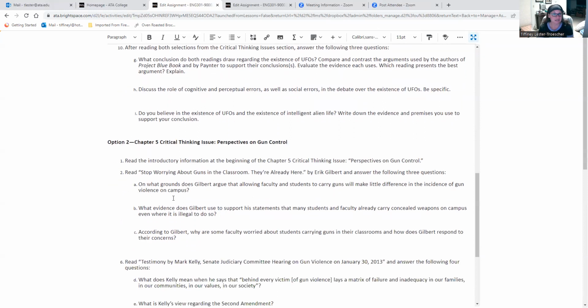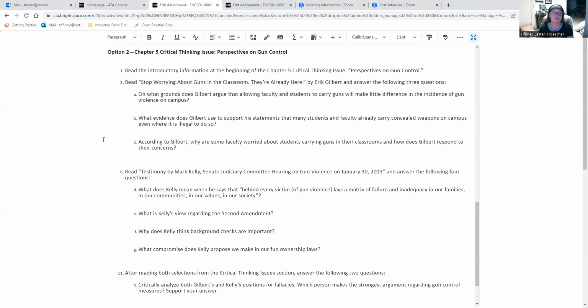All right, so our second option is the critical thinking issue at the end of chapter 5, perspectives on gun control. So again, when you get to that section, you'll read the introductory information. Then you will read "Stop Worrying About Guns in the Classroom, They're Already Here" by Eric Gilbert, and you'll have 3 questions to answer about that text.